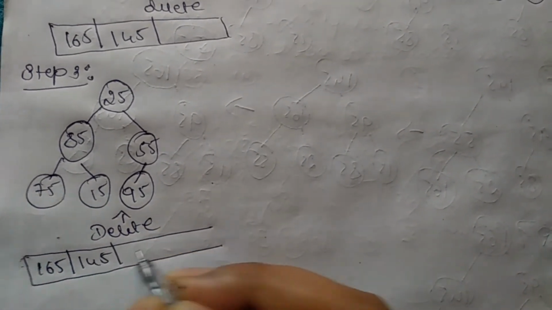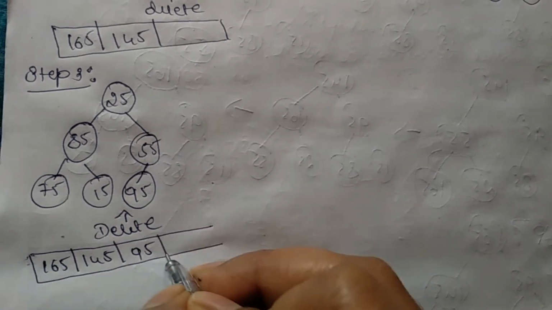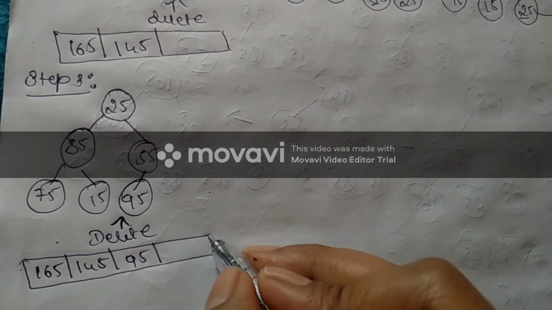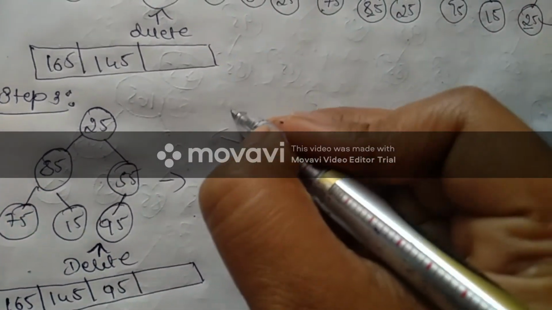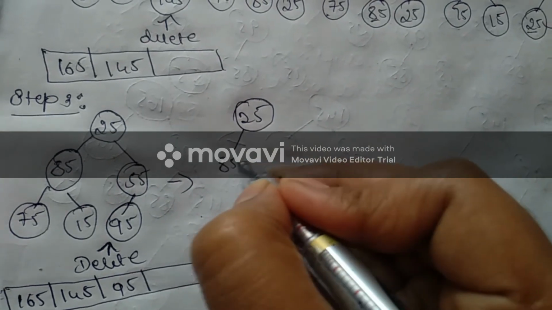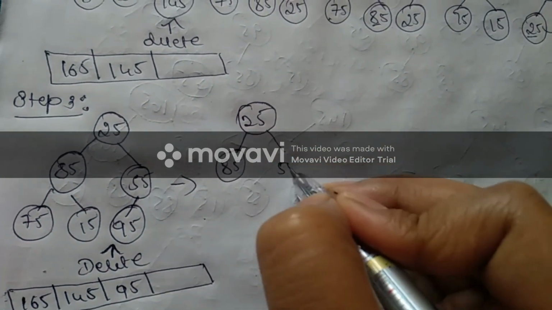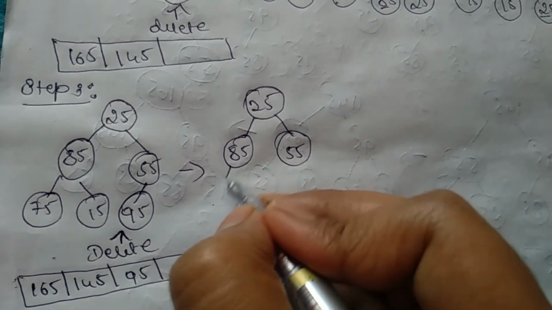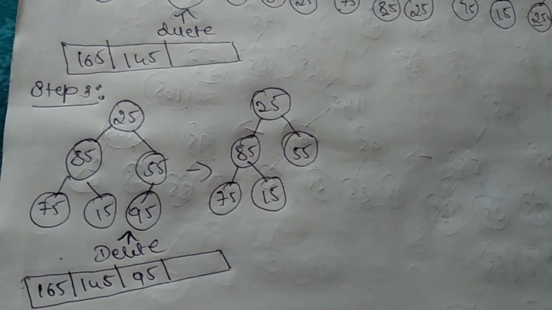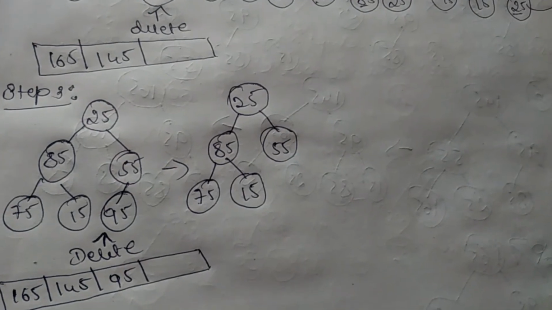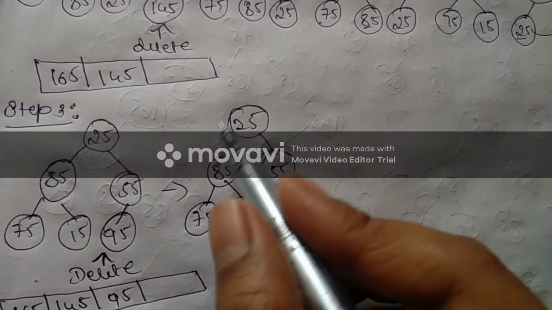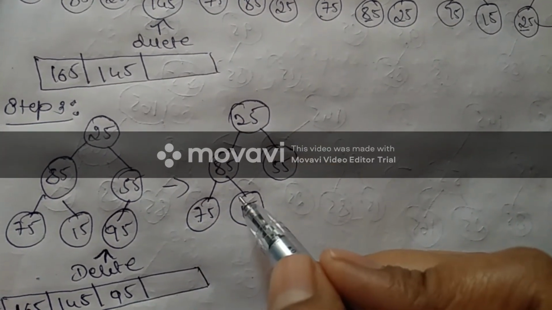165 and 145 are already there in the array. Next I am deleting 95. Okay. After deletion, how will it be? 25, 85, 55, 75, 15. I have deleted 95. Is it not? Now, is it satisfying the parental dominance?